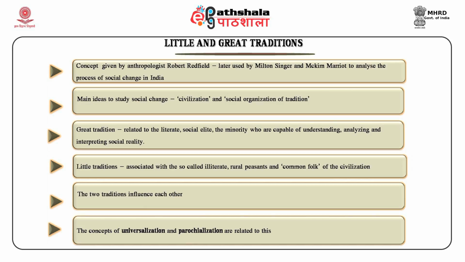Great tradition is related to the literate social elite, the minority who are capable of understanding, analyzing and interpreting social reality. Little traditions, on the other hand, is associated with the so-called illiterate, rural peasants and common folk of the civilization. Great traditions comprise of a body of collective heritage and knowledge, while little traditions consist of localized indigenous heritage and knowledge. The two traditions are not independent of each other, rather they influence and affect each other.